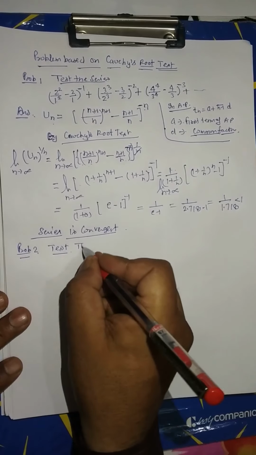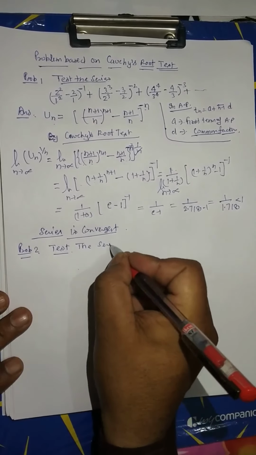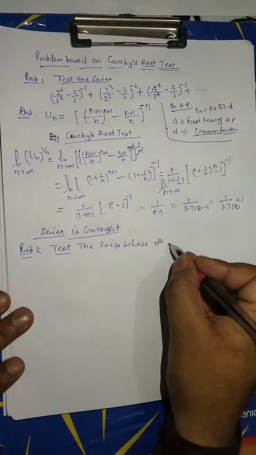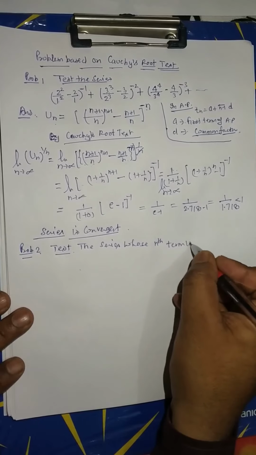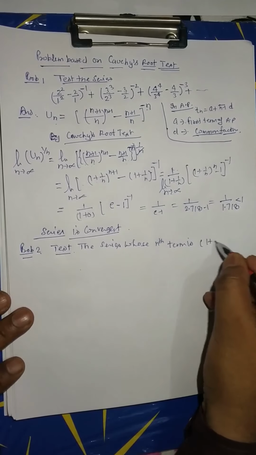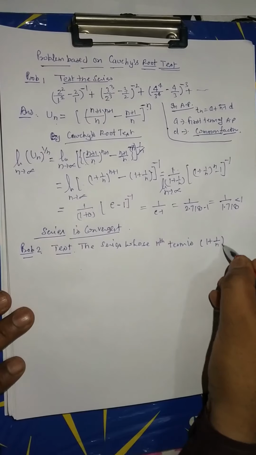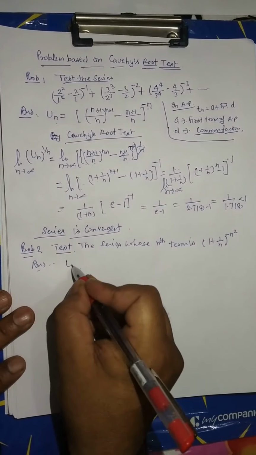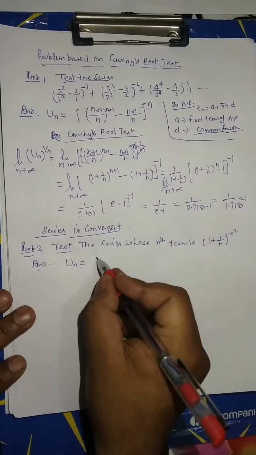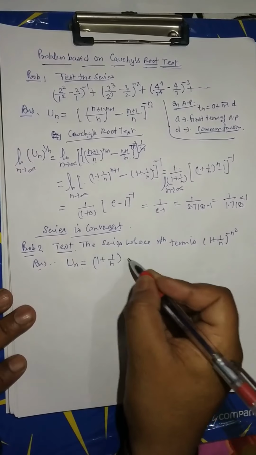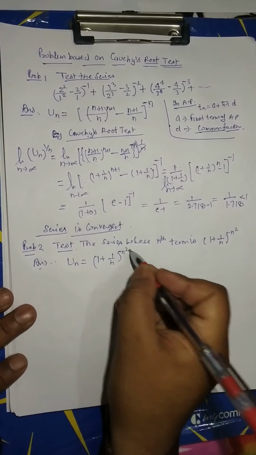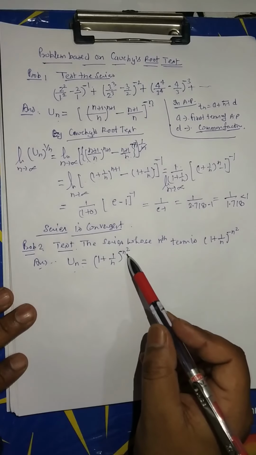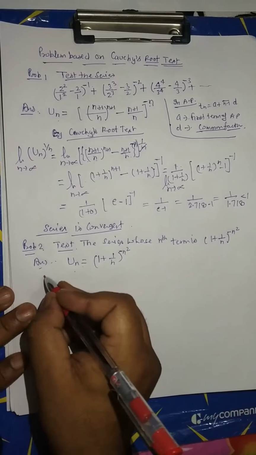Test the series whose nth term is 1 plus 1 upon n whole power minus n square. Answer: the nth term of the series is given as 1 plus 1 upon n whole power minus n square. Since the whole power of Un is very great in terms of n, we can apply the Cauchy root test.